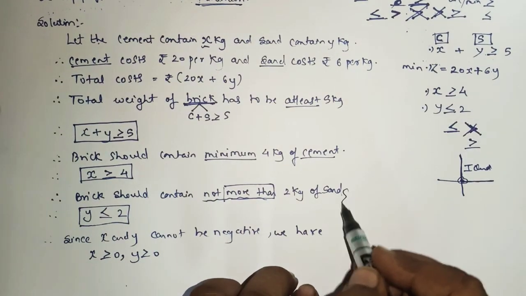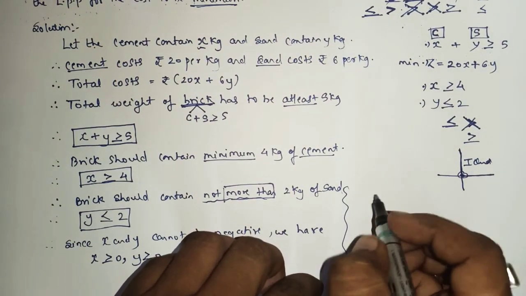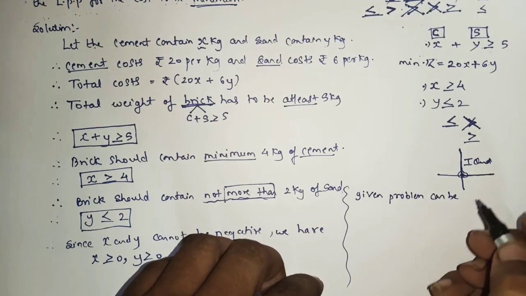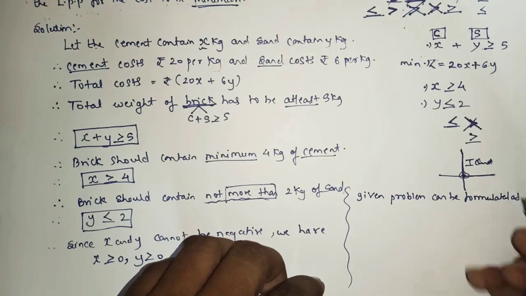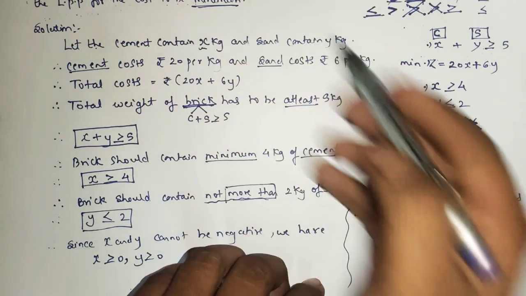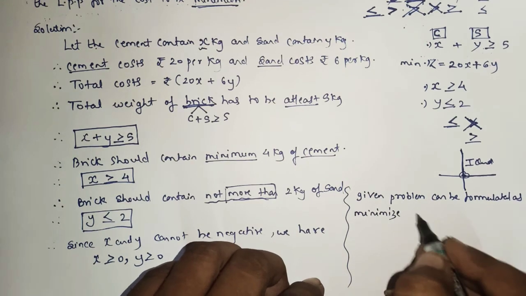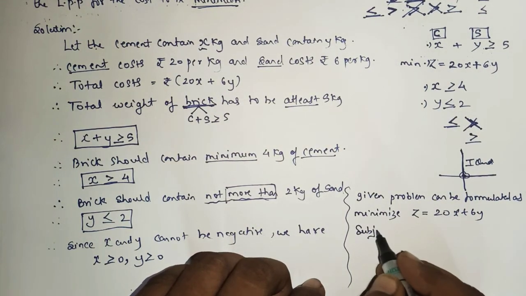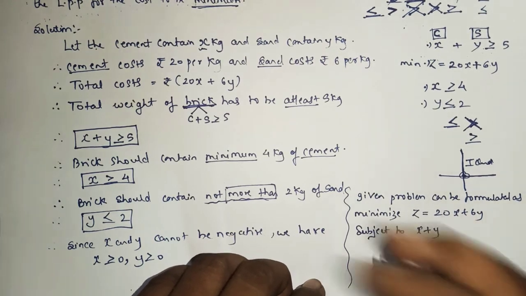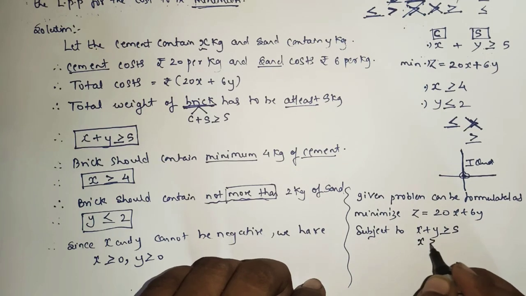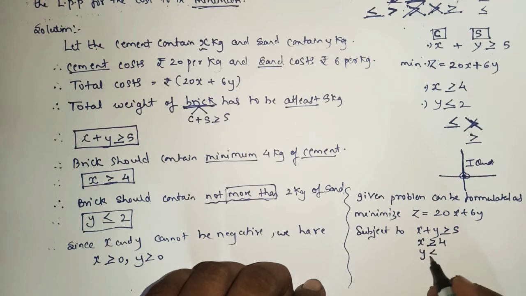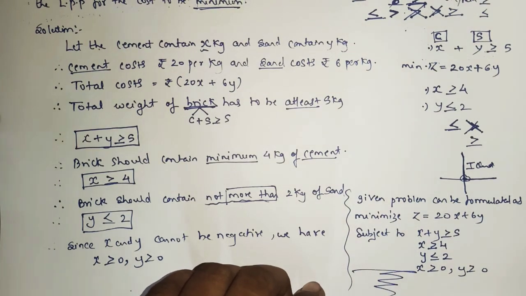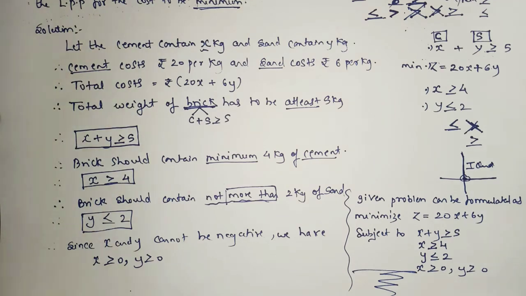So the last part, we will frame the equation now. The given problem can be formulated as, we have to find the minimum cost. So here we'll write minimize z equals 20x plus 6y. Now we'll write subject to x plus y greater than 5. The second one is x greater than or equal to 4. And the third one is y less than or equal to 2. And x greater than or equal to 0 and y greater than or equal to 0. So in this way you have to formulate the LPP.